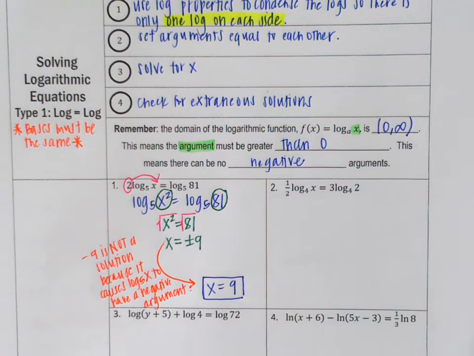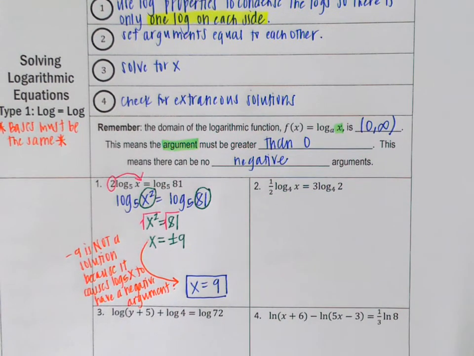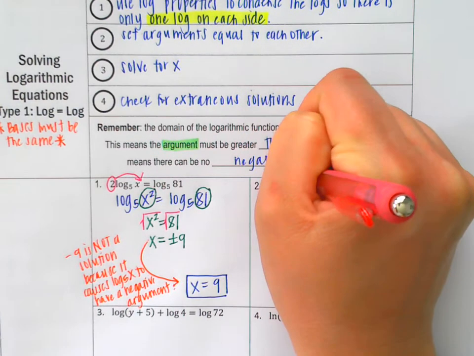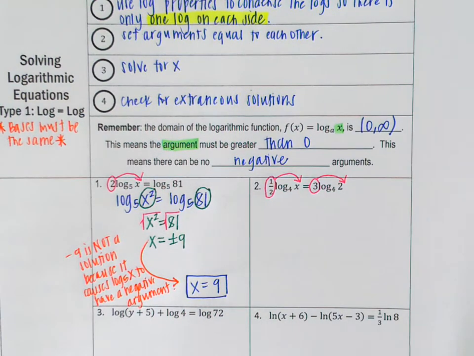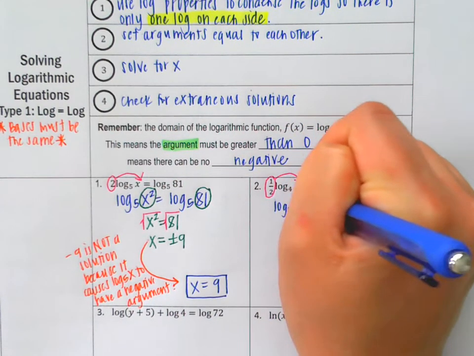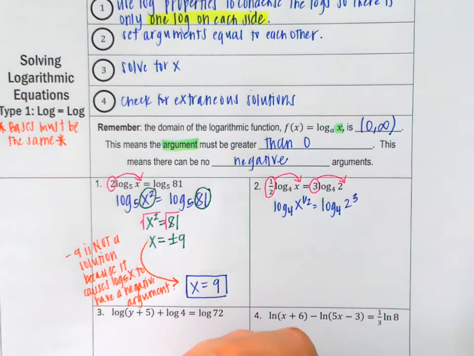Okay, so what I want you guys to do is look at number 2, and think about what would be your first step in solving number 2. So if you're thinking apply the power rule, you would be correct. So the 1/2 is going to move to the x. The 3 is going to move to the 2. So we're just going to rewrite that. Log base 4 of x to the 1/2 equals log base 4 of 2 to the 3rd power.